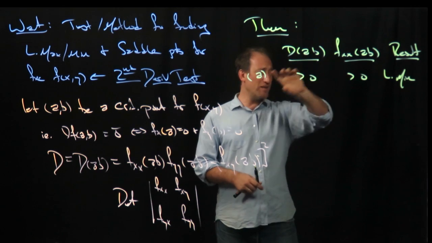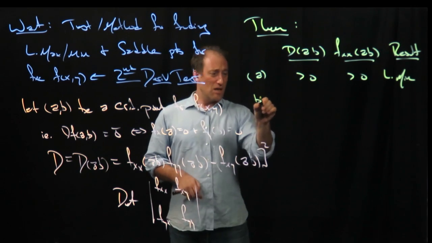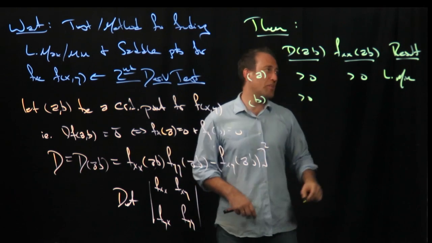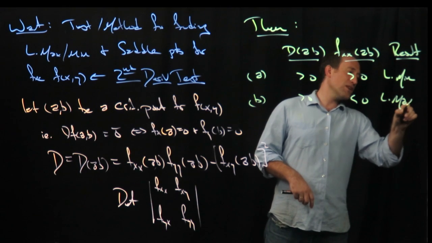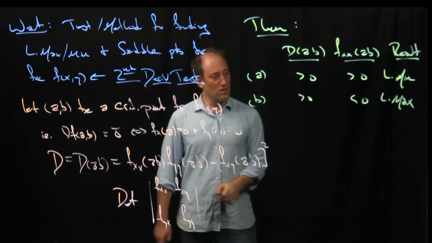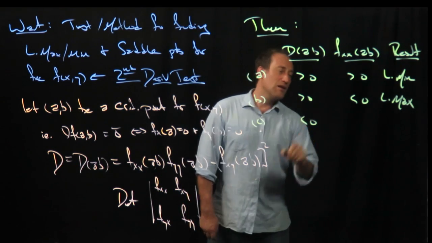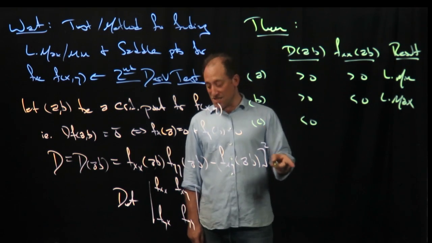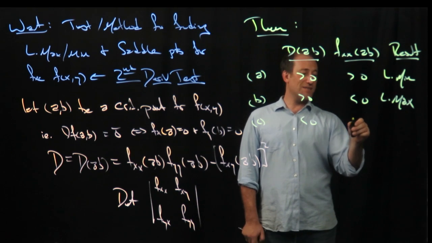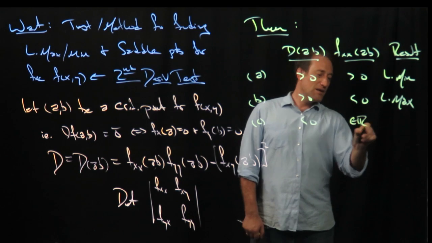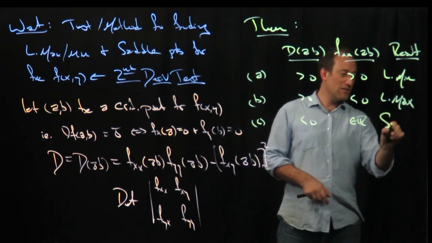Memorize this however you like. Why two positives make a min, two rights make a wrong? I'm not sure. B, again, D has to be positive here. fxx is negative, in which case you've got a local max. C is if this D function is negative, in which case it doesn't matter what fxx is. It can be anything you like. The result is, this gets me the saddle.